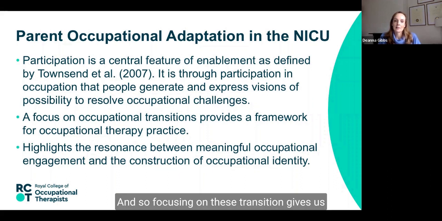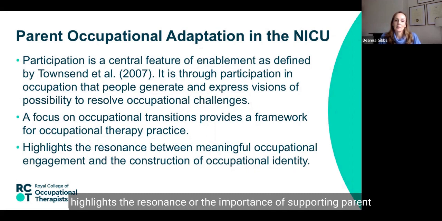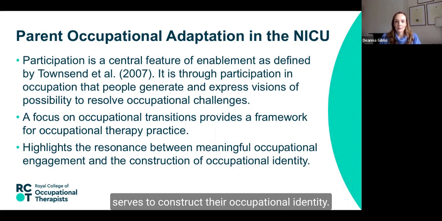And so focusing on these transitions gives us a framework to think about how we're supporting parents in our occupational therapy practice. And I think going back to some of the other models that we've looked at, it also really highlights the resonance or the importance of supporting parent-identified, meaningful occupational engagement in terms of how that serves to construct their occupational identity.